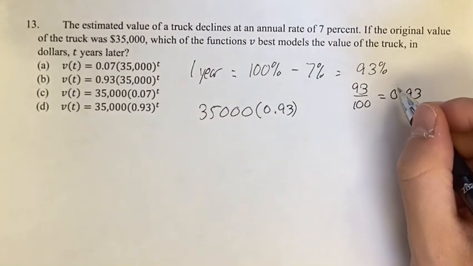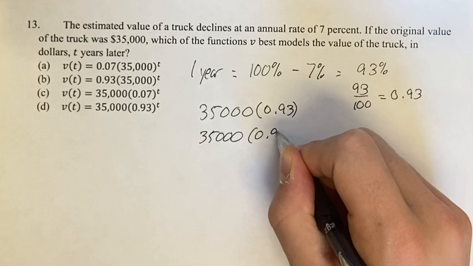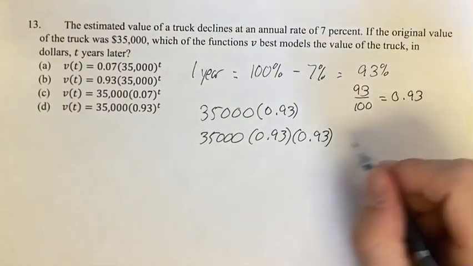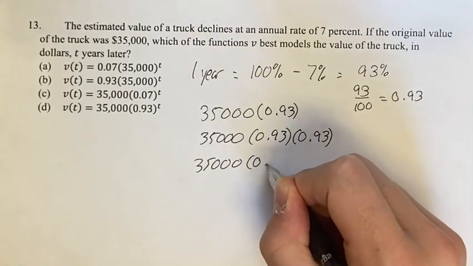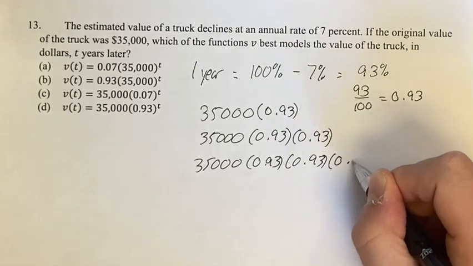What do we do after 2 years? Well, we take the value we had in the year before, which is this, and we multiply it by 0.93. And then in the next year, we would do the same thing, and you're basically just having another 0.93 multiplied on every time.